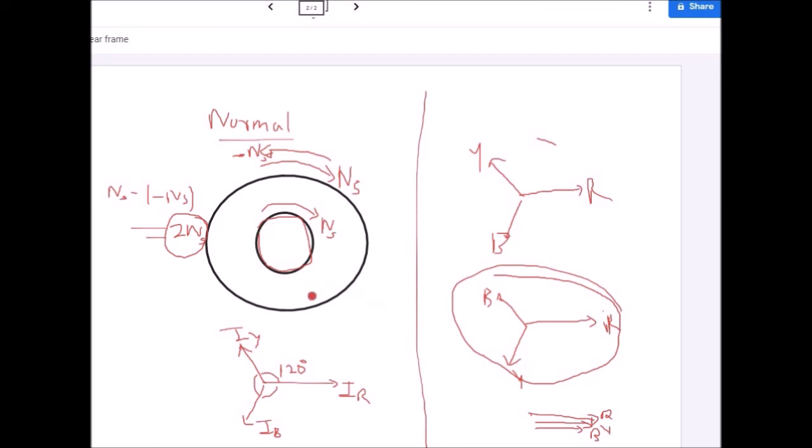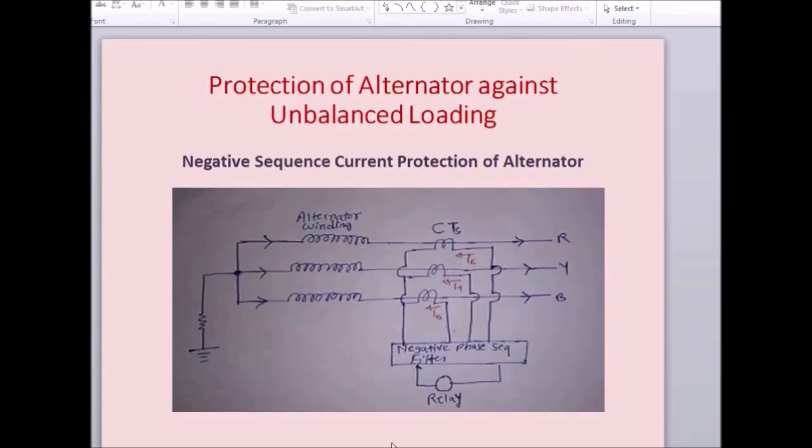So to avoid damage to the rotor core, protection against unbalanced loading is provided. See here, the output of the CT secondaries is given to the negative phase sequence filter. That is, whenever unbalancing occurs on the three-phase stator winding of the alternator, unbalanced current flows. That unbalanced current is filtered out by the negative phase sequence filter, and that negative phase sequence current is allowed to pass through the relay, and the relay will operate.